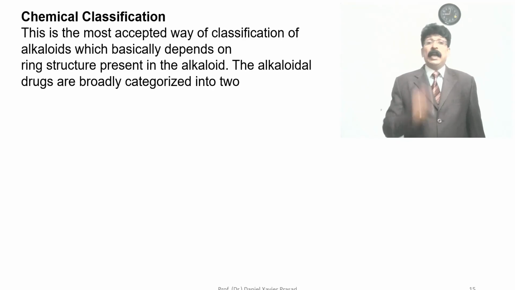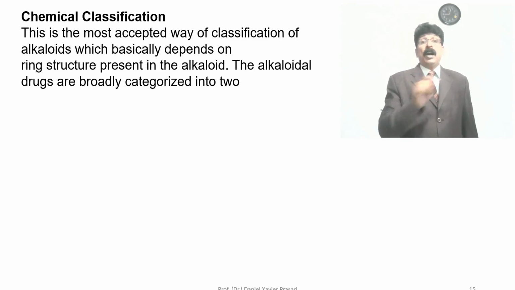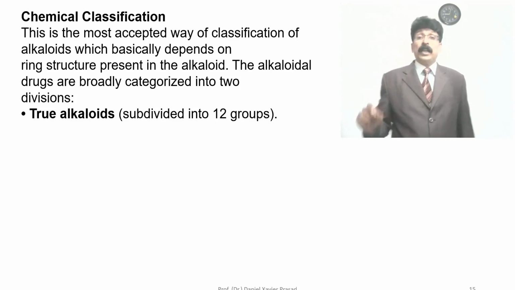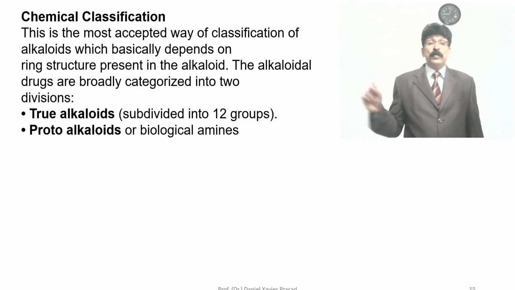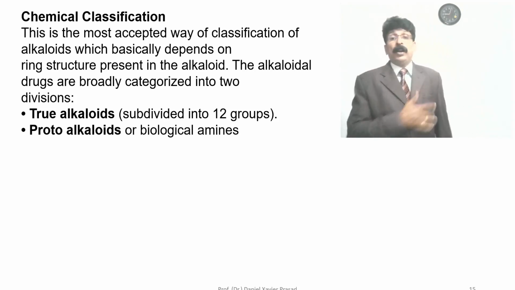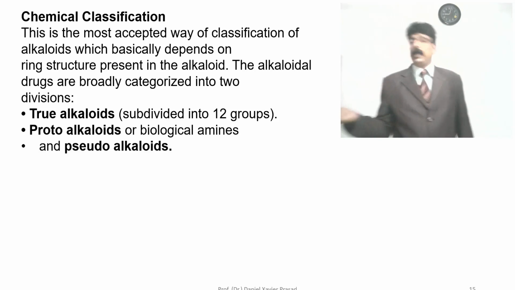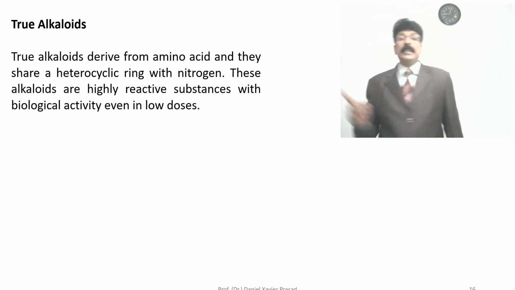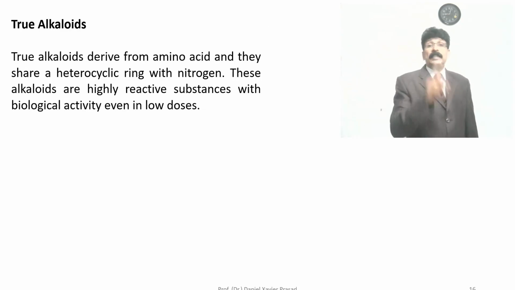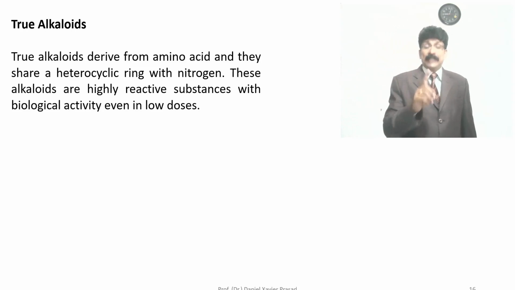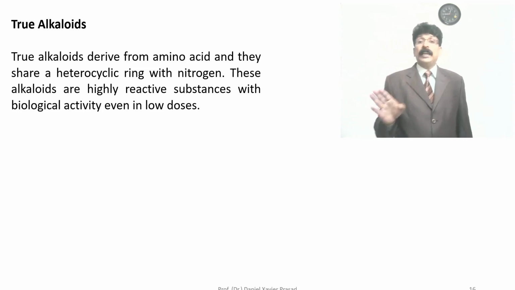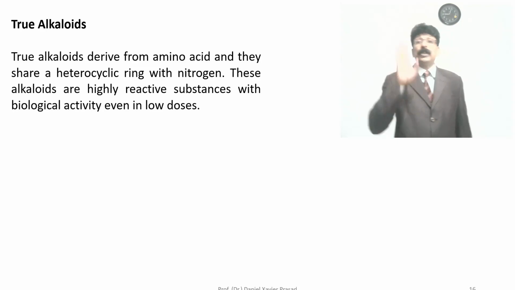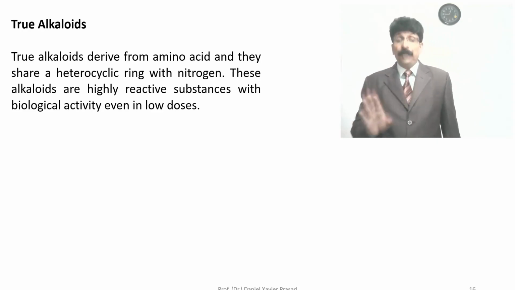The alkaloid drugs are broadly categorized into two divisions: true alkaloids, subdivided into 12 groups, and proto-alkaloids, which are biological amines, and pseudo-alkaloids. So just now we have seen in the picture, I told you all three can be easily remembered by the student. True alkaloids are derived from amino acid and they share a heterocyclic ring with nitrogen. These alkaloids are highly reactive substances, biologically active even in low doses.